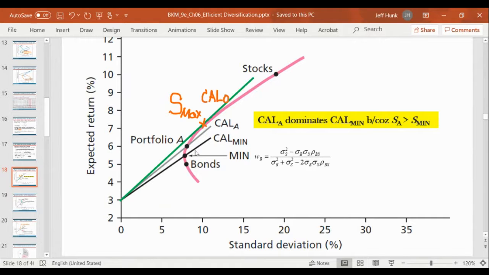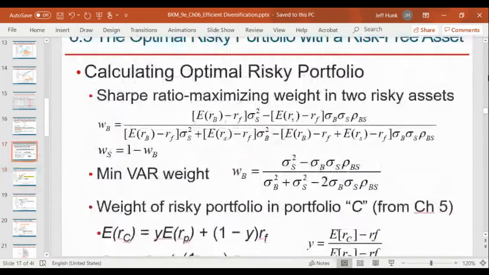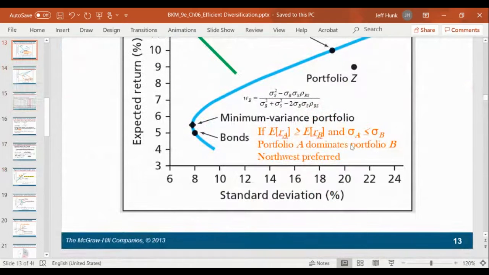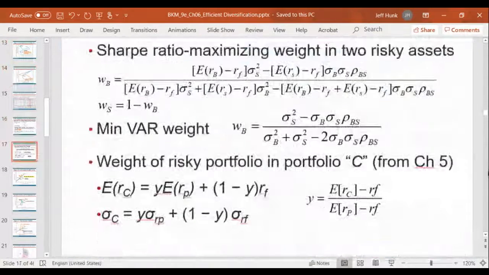We all know that CAL O dominates CAL min, because of what I was talking about. For the same variance, the higher return will dominate the lower return, or for the same return, lower variance will dominate higher variance, right?